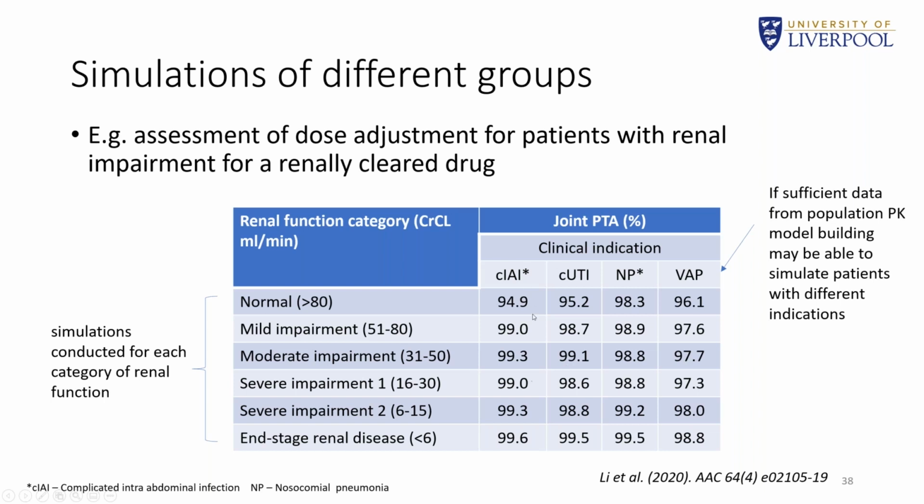When that PTA is being looked at, it's being looked at separately for complicated abdominal tract infection patients, cUTI patients, nosocomial pneumonia patients, and as a subgroup of that, VAP patients, because it's a subgroup that can have a bigger impact, especially of creatinine clearance. But you can only do this if you've had sufficient data in your population PK model building, and these have come up as significant covariates to allow you to simulate patients with those different indications.